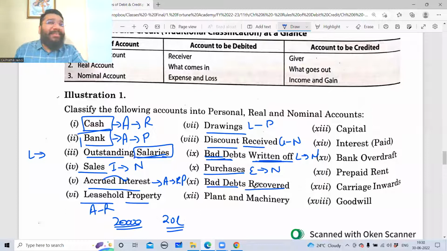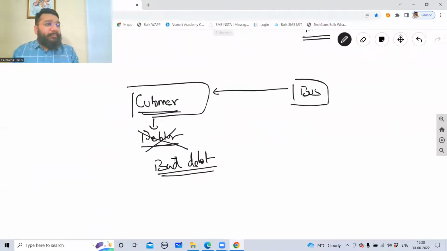Bad debts recovered. Bad debt means that gentleman said that I'm not paying the money. Why did he say that he's not paying money? He became bankrupt, he became a pauper. He said that I don't have any money. No, that is a different case, not applicable here. So wait, maybe there is a genuine reason. Some people go bankrupt, they don't have money. What to do?